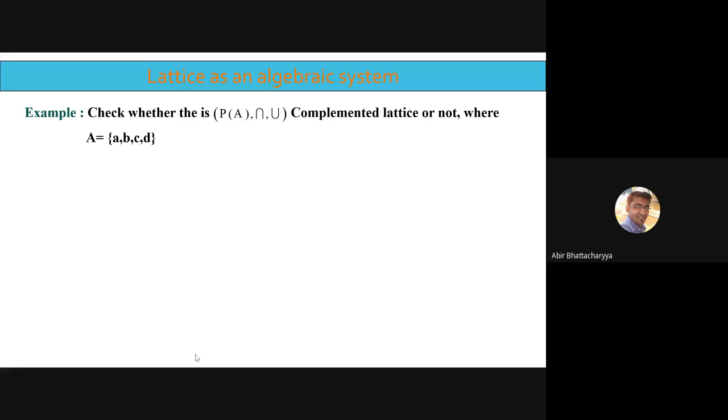All right, got responses. Yes, Hamna: 0 element is phi, I element is A. Perfect. The 0 element is phi and the I element is A. Now you have to check whether it's a complemented lattice or not. Matthew says not complemented: A union B equals AB, but I is ABCD.